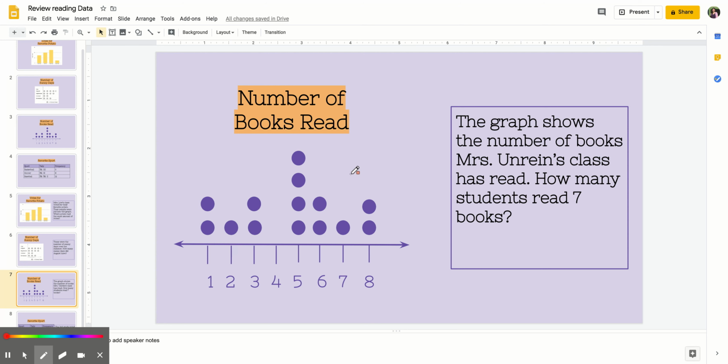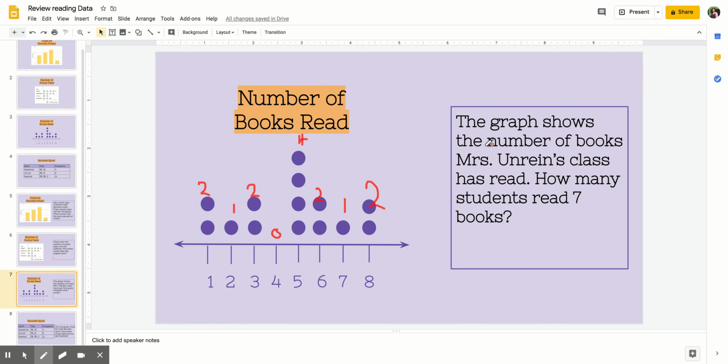Let's take a look at this one. We've got our dot plot. It says the graph, look at me, I need to label my graph first. So I know 2 friends read 1 book, 1 friend read 2, 2 friends read 3, 0 friends read 4, 4 friends read 5, 2, 1, 2. Okie dokie, I've labeled my graph.